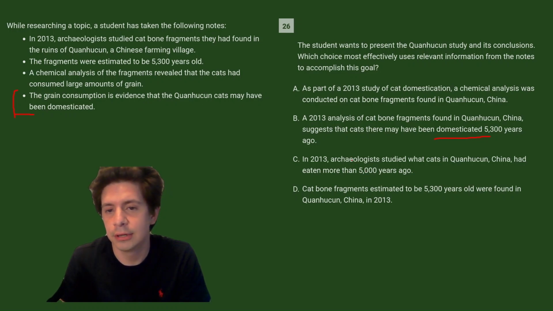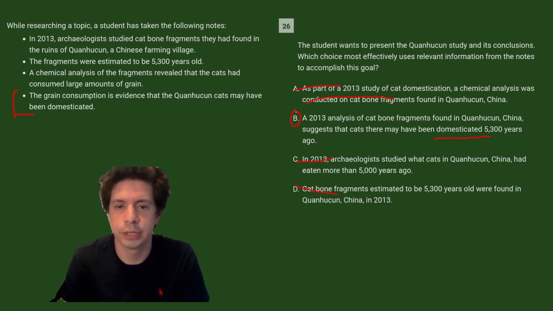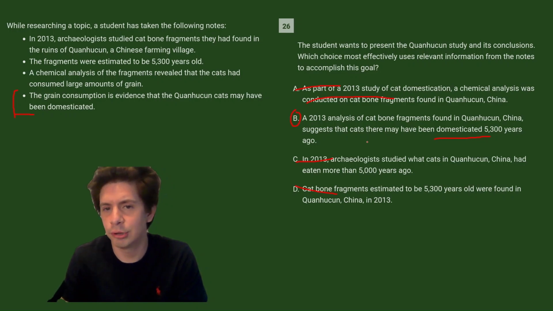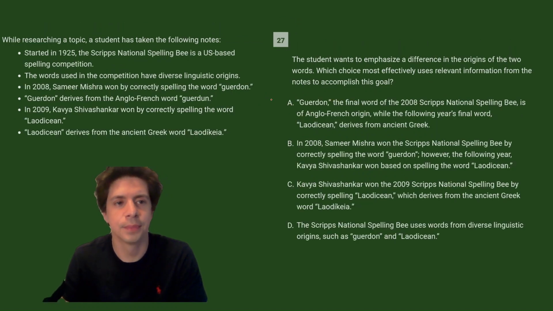C. In 2013, archaeologists studied what cats in Kwanokukun, China had eaten more than 5,000 years ago. No. So far, B is the best option. And then D. Cat bone fragments estimated to be 5,300 years old were found in Kwanokukun, China. No. So then we're just left with B, and we'll go with that one. Great. So you want to be comparing the answer choices and really focus on what they want, right? They want the study and the conclusions. A lot of these had the study part, but not the conclusions. All right, we'll try the next one.